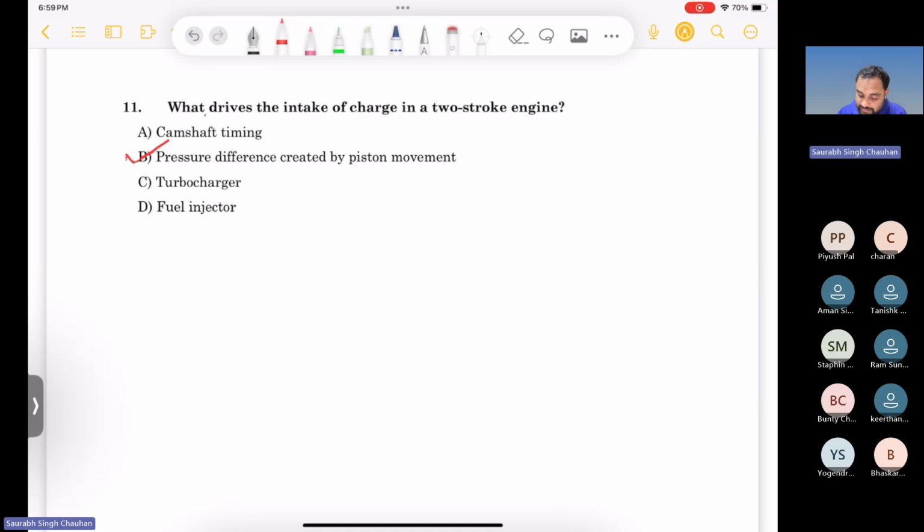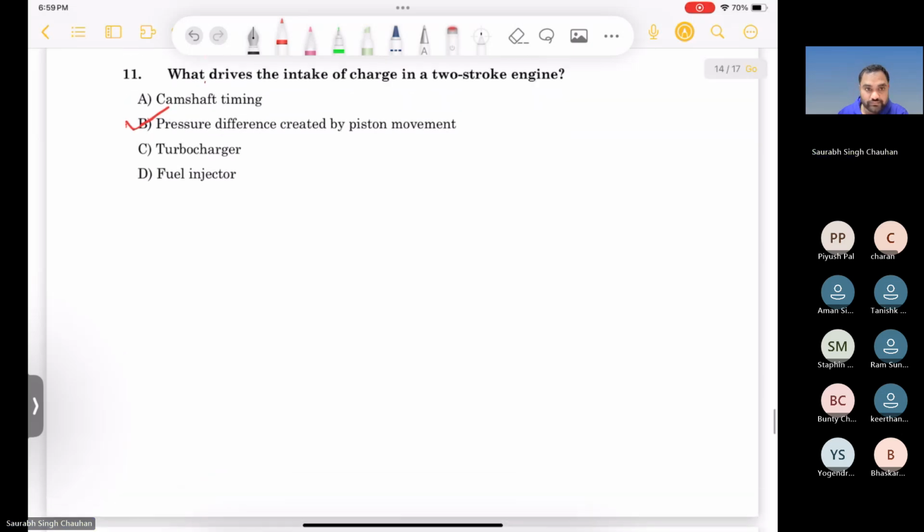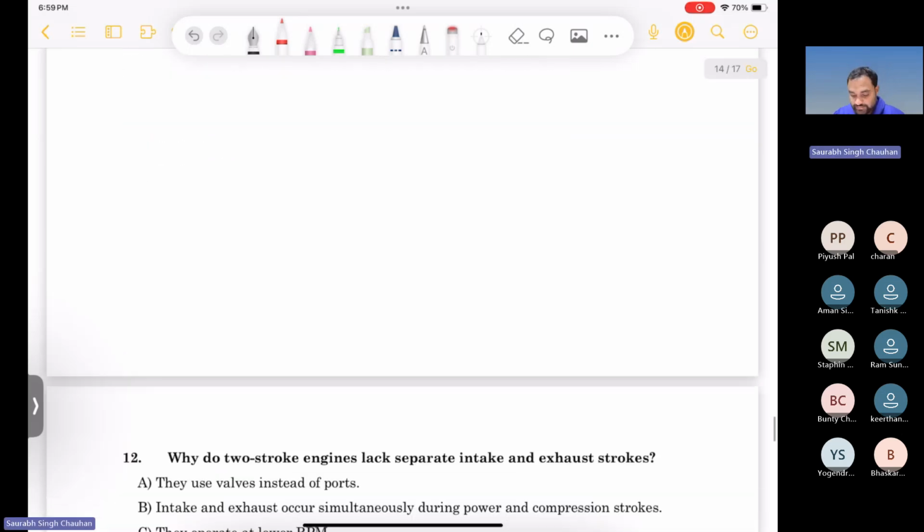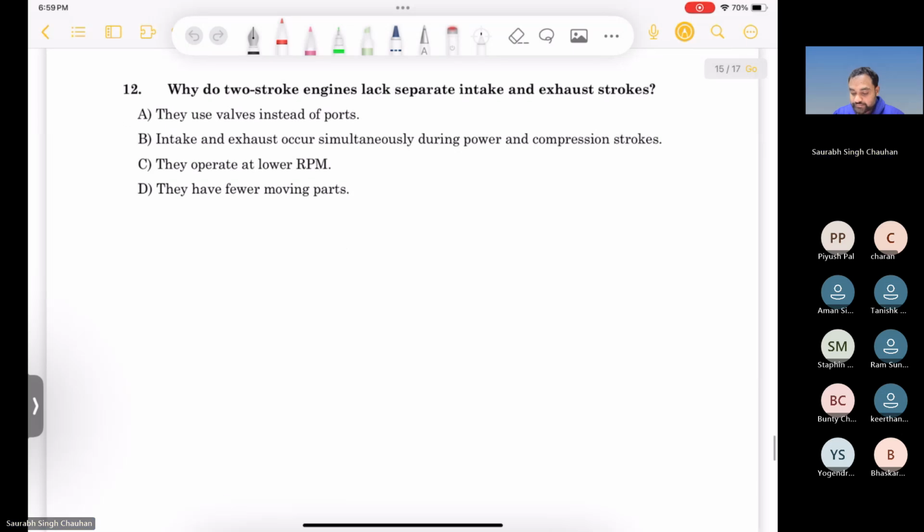So the correct option is part B. I hope this is clear. Question number 12. It says, why do two-stroke engines lack separate intake and exhaust strokes? In two-stroke engines, we have already seen that there is no separate intake and exhaust stroke.